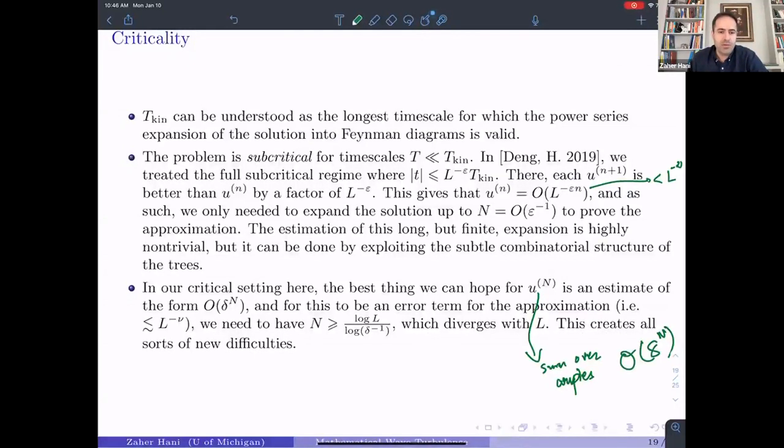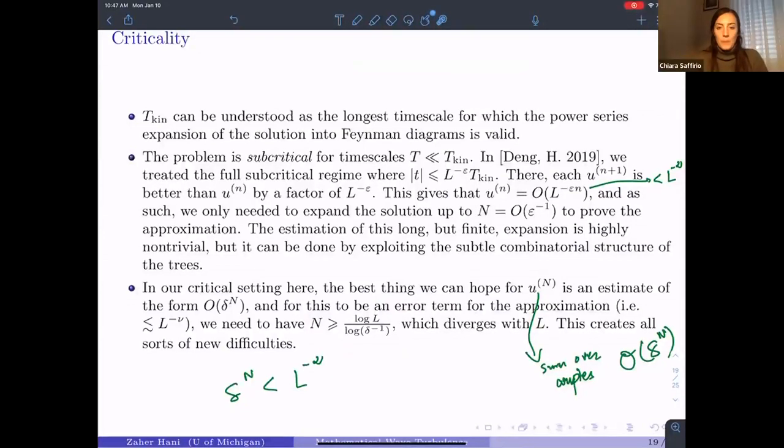And so what you really want is that at some point you stop the iteration, stop the expansion, and say everything else is a remainder. But for you to do that, you want this delta to the n to be less than L to the minus nu, a negative power of L. And as a result, this is what chooses n for you, to be logarithmic. And of course, for this, you need delta to be less than 1. Okay, thank you very much.